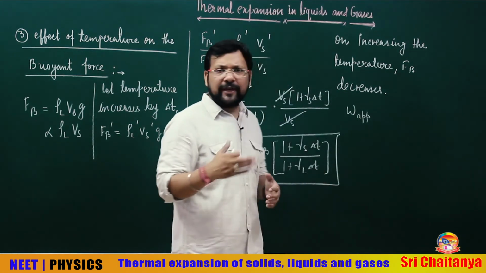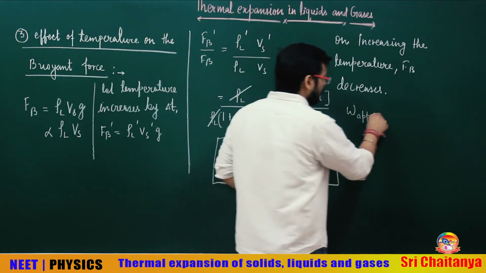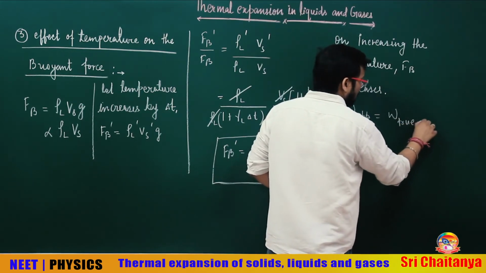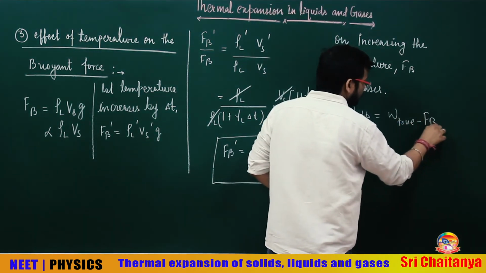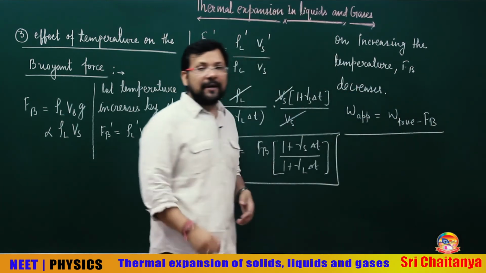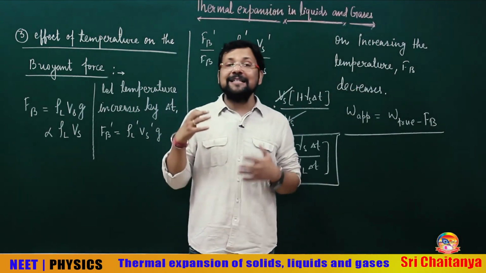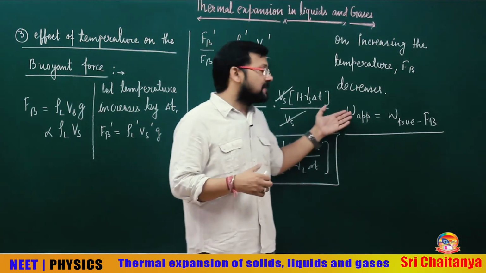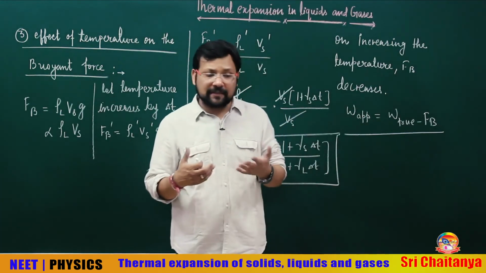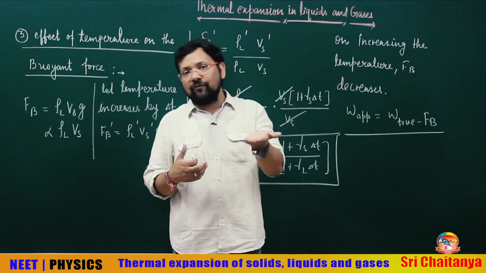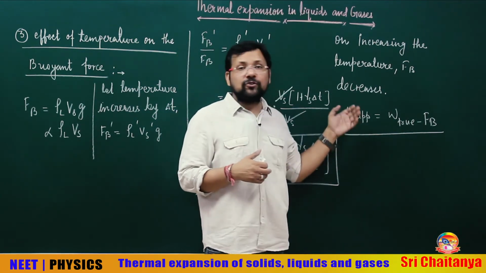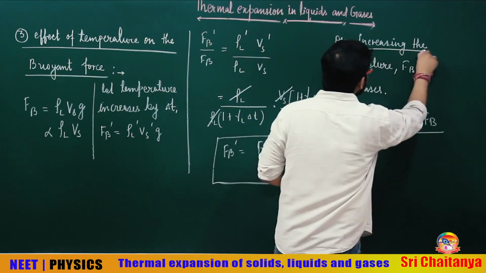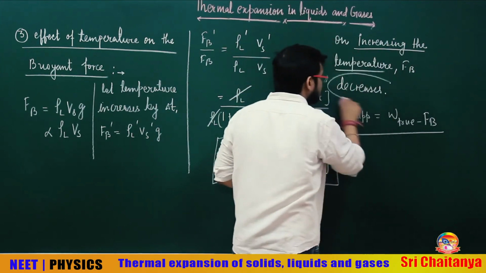Apparent weight means weight in liquid, which is equal to true weight minus the buoyant force. What is the apparent weight of a solid? That is its weight inside the liquid, the Archimedes principle, and that is different from the true weight. Why? Because some buoyancy is acting upward. So what is the apparent weight? True minus buoyant. And here, what we have discussed is that on increasing the temperature, what happens to buoyancy?